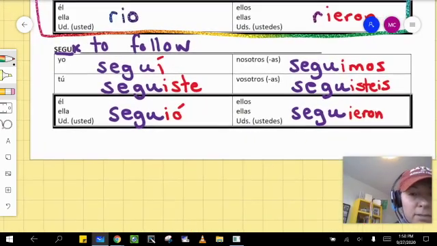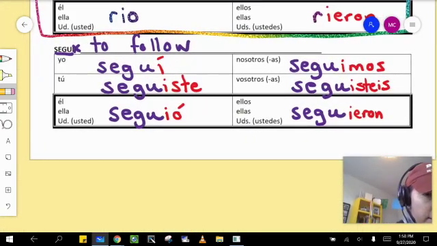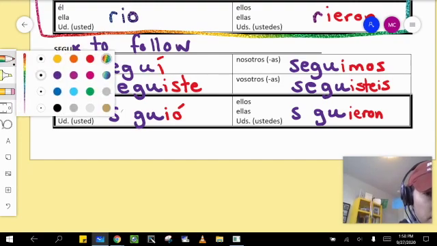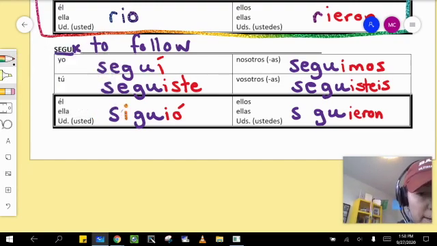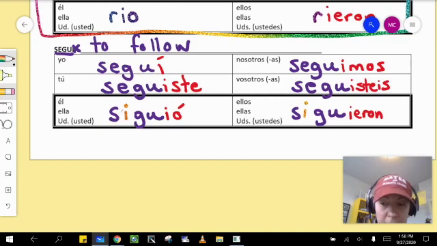Okay, very last one, seguir. This is an E to I stem changer. So only inside the box, I need to get rid of the E in the stem and change it to an I. So that becomes siguió, like my dog followed, or they followed, siguieron.